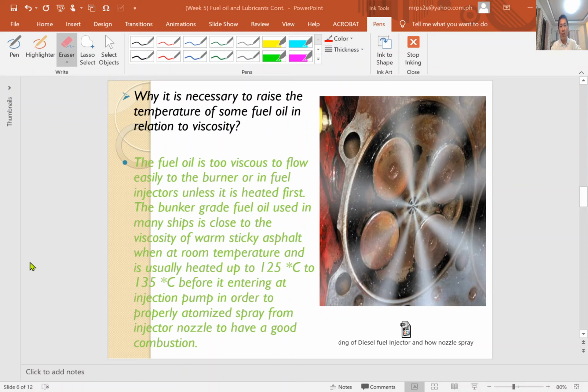So it is very important to heat up the fuel oil to 125 degrees Celsius to 135 degrees Celsius before it is consumed by the engine to avoid any problem.